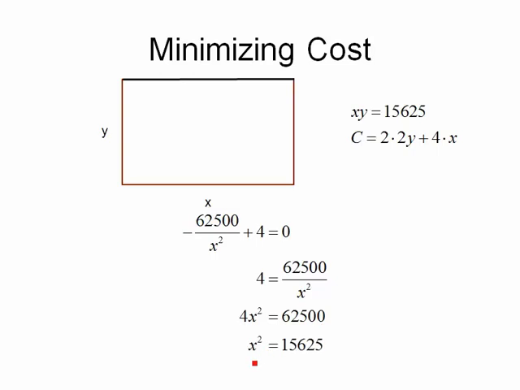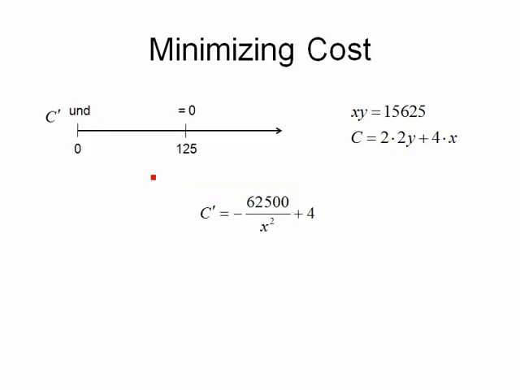To isolate my x squared, I'll divide both sides by 4. That leaves me with x squared equals 15,625. And then I'll square root both sides. And that leaves me with x equals 125. The x could also be negative 125, but of course I've thrown that out because it doesn't make sense to have sides here that are negative values because they're lengths of fence.